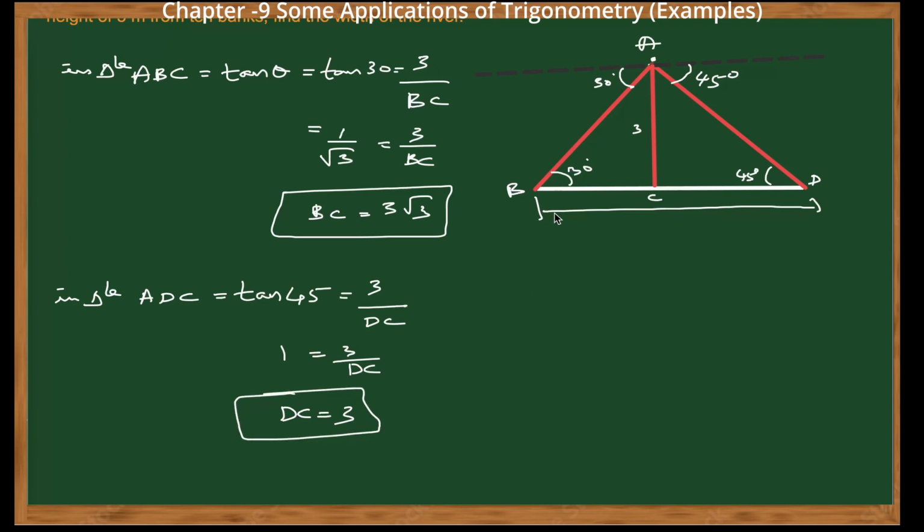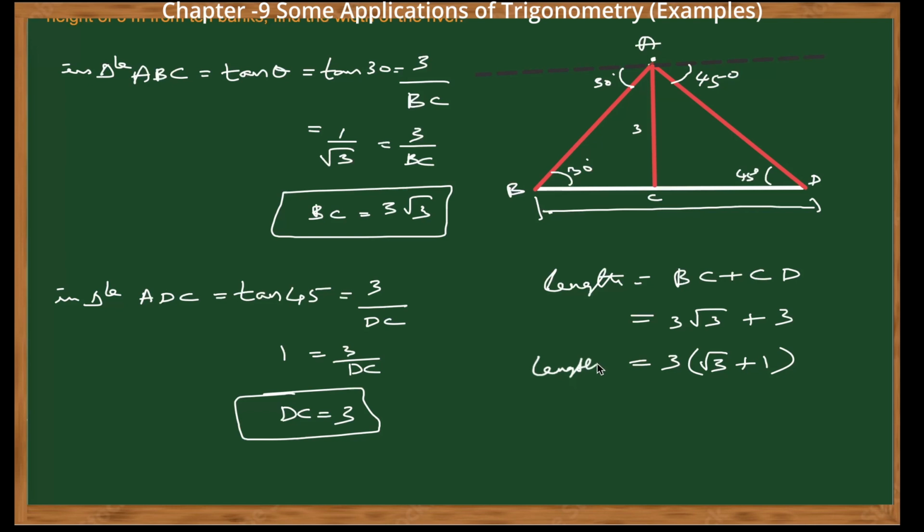So what do we need to find? The length of this river, which is nothing but BC plus CD. Okay, so we have the value of BC as 3 root 3, plus CD. CD or DC is the same, so it is 3. So if we take 3 common, it becomes 3 times root 3 plus 1. Okay, so this is the length of the river. So this is our answer.